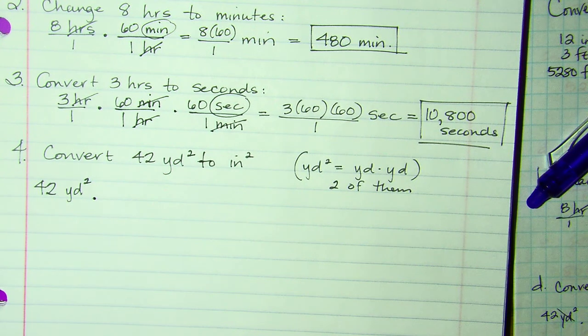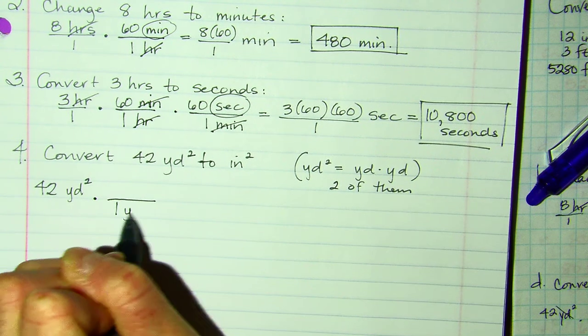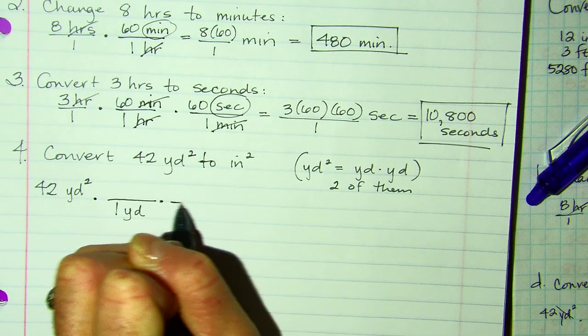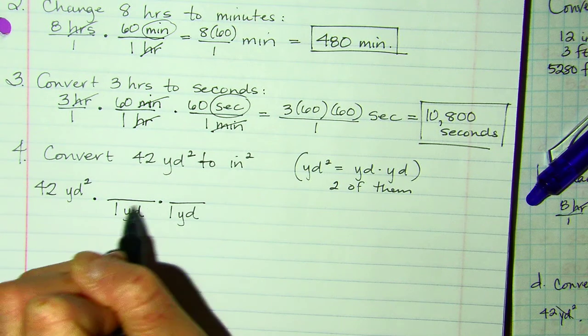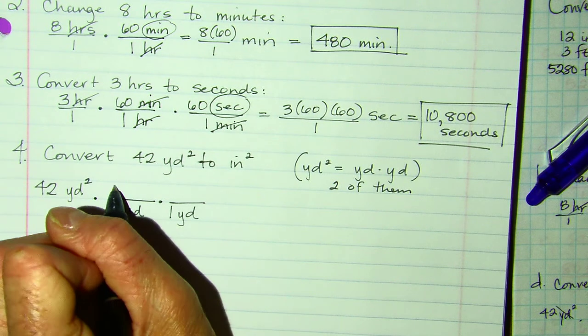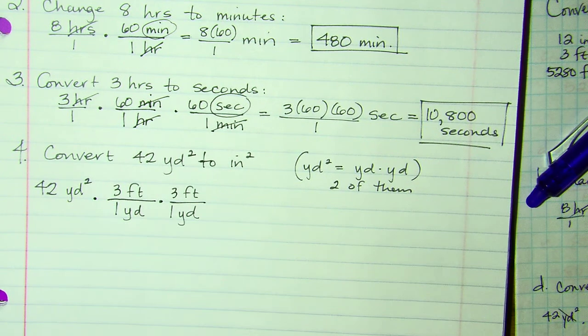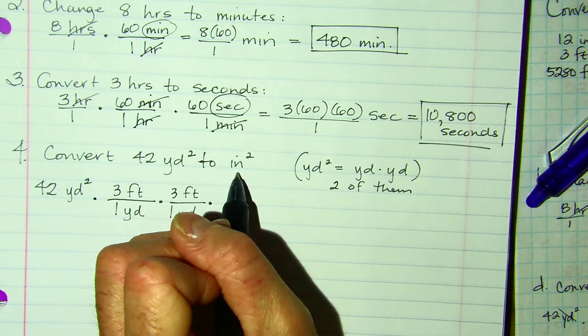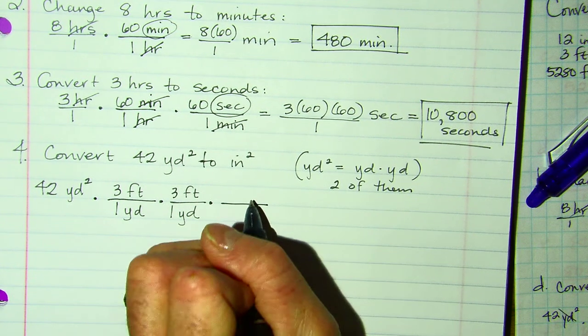So this one is going to be pretty crazy. I should have probably started much simpler. So let's start with, I know what 1 yard equals. And notice I have to do it twice because I need to cancel 2 of them. So 1 yard is 3 feet. Now I need to go from feet to inches and know that I have 2 of them. So I automatically know that I need 2 of them.